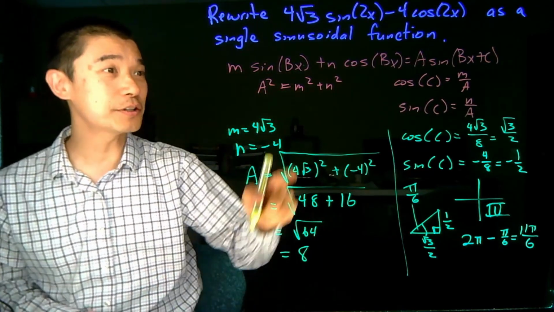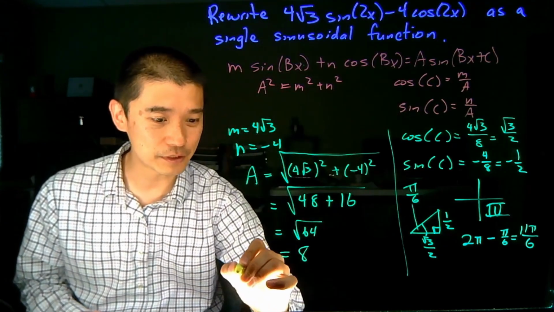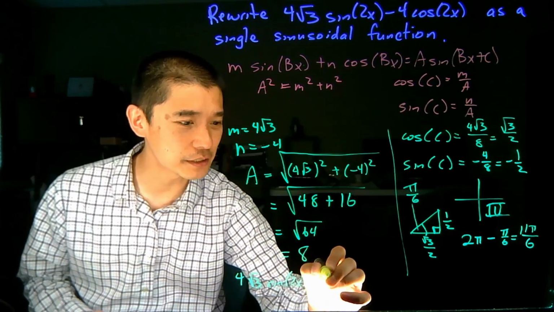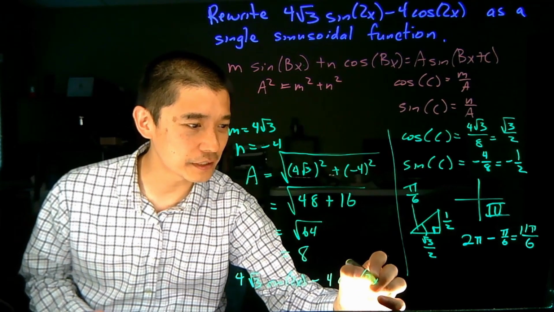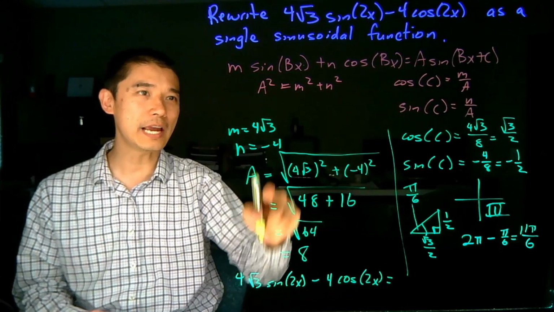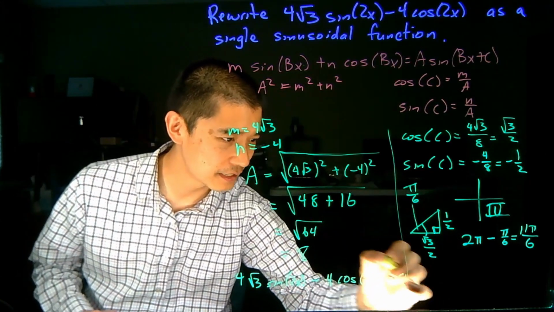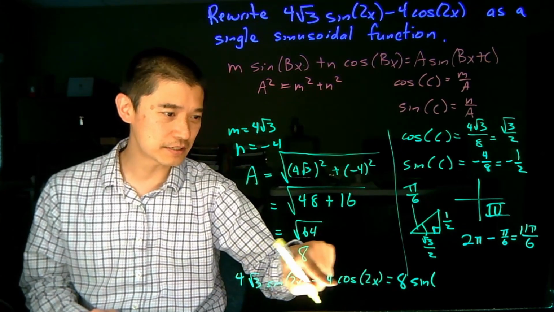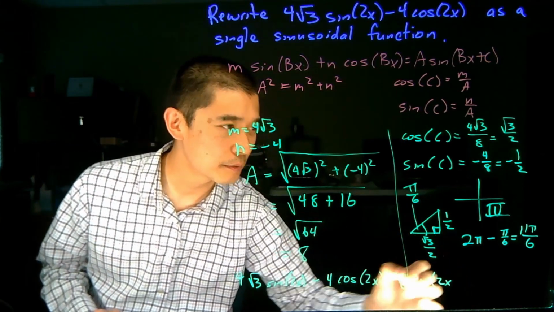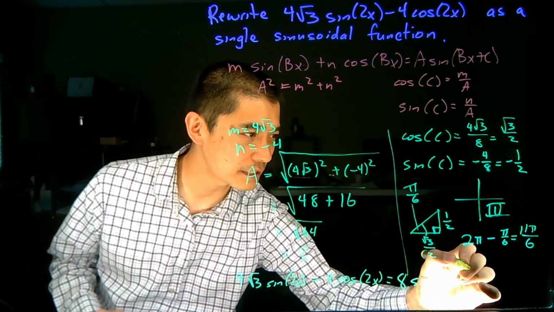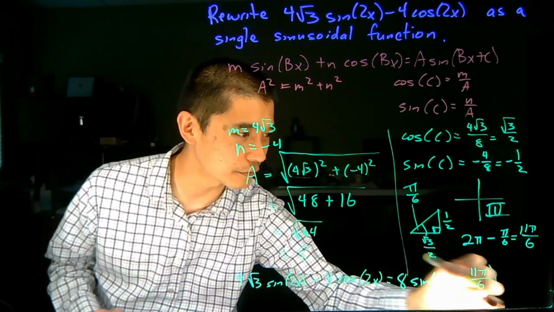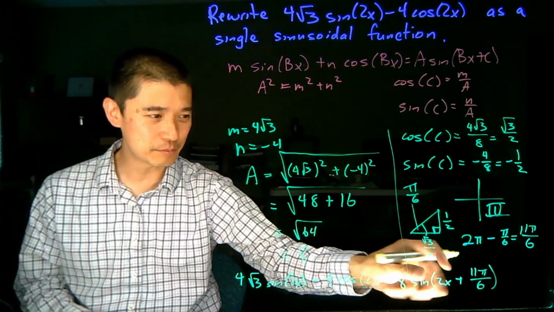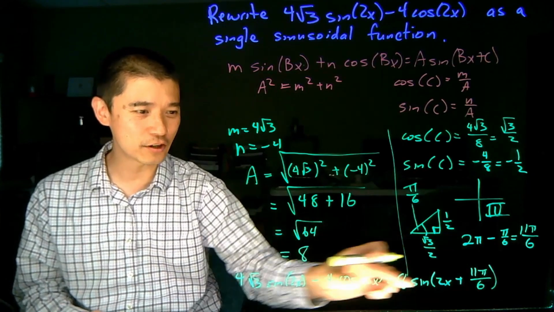And so when we put it all together, this expression right here, which I'm going to rewrite, 4 root 3 sine of 2x minus 4 cosine of 2x, is equal to a, which is 8, times sine of bx, where b is the same throughout, so 2x, plus c, plus 11 pi over 6. And if you were to take the sum of angles formula and apply it to this and expand it all out, you should get this.